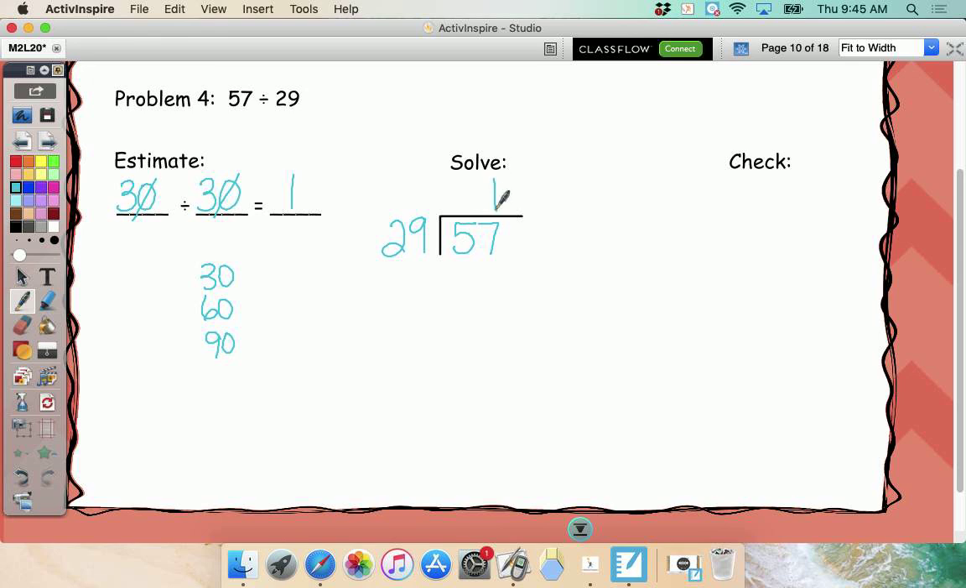Now I want to show you something because we're going to have to do it later anyway. All right? When you get ready to multiply these, just multiply it over here.